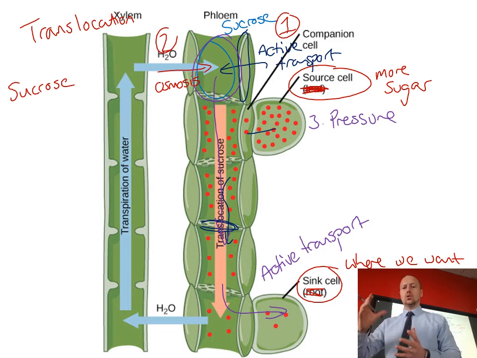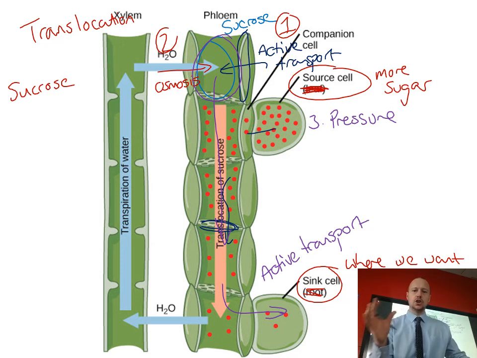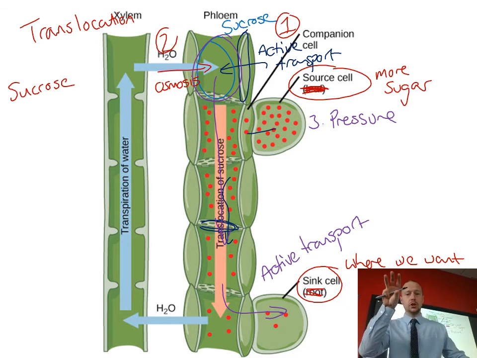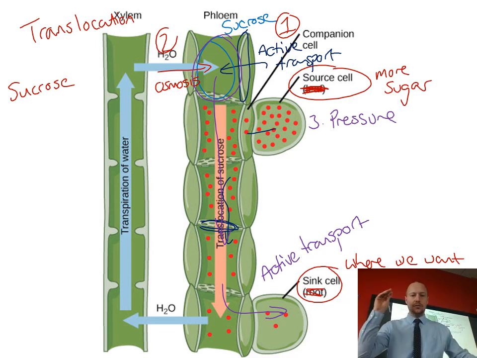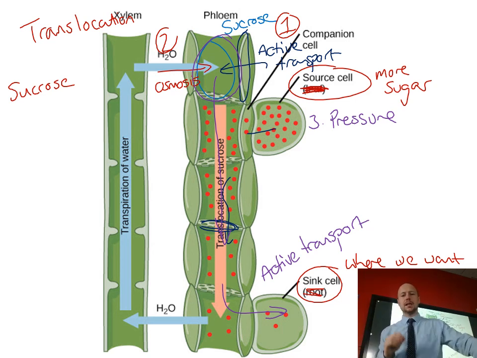So potatoes store sugar not as sucrose but as starch. But that's translocation. So I think the best way to understand that is a step-by-step thing of what's happening. So first, sugar gets pumped into the phloem. Next, water joins it because it's a really sugary solution. So water moves in through osmosis. And then the third thing that happens is the pressure increases, so it forces that sugar down, and then it gets removed into the sink cells where it can get stored.